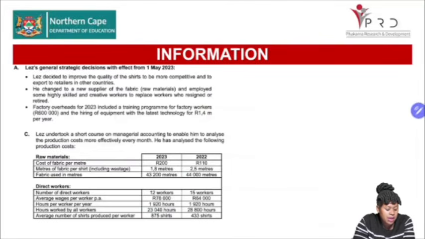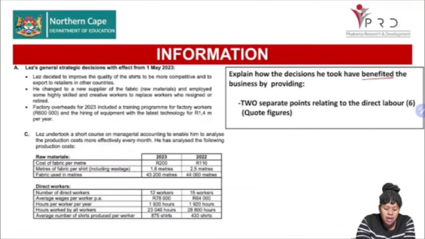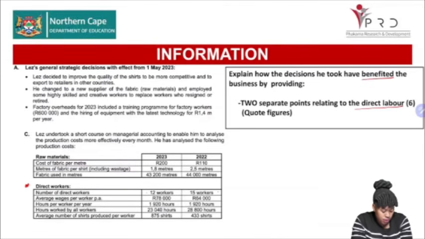Now to the next question. It says you need to explain how the decisions he took benefited the business relating to the direct labor. So I'm at the direct labor. You will see the number of direct laborers is as follows: we had 15 in the previous year, and we have 12 currently. The average wages per worker was 64,000 in the previous year, and in the current year 78,000. The hours worked per worker per year are the same, as you can see. Then the hours worked by all workers have decreased compared to the previous year.